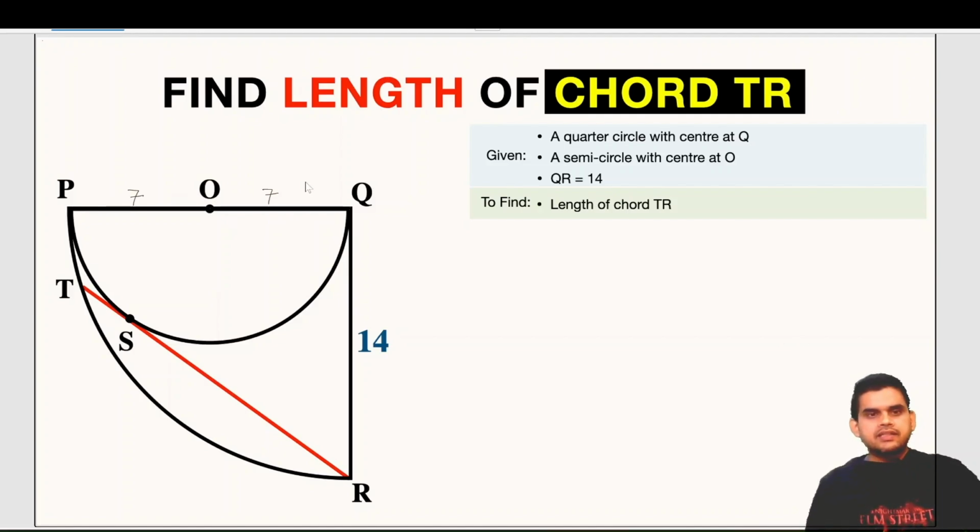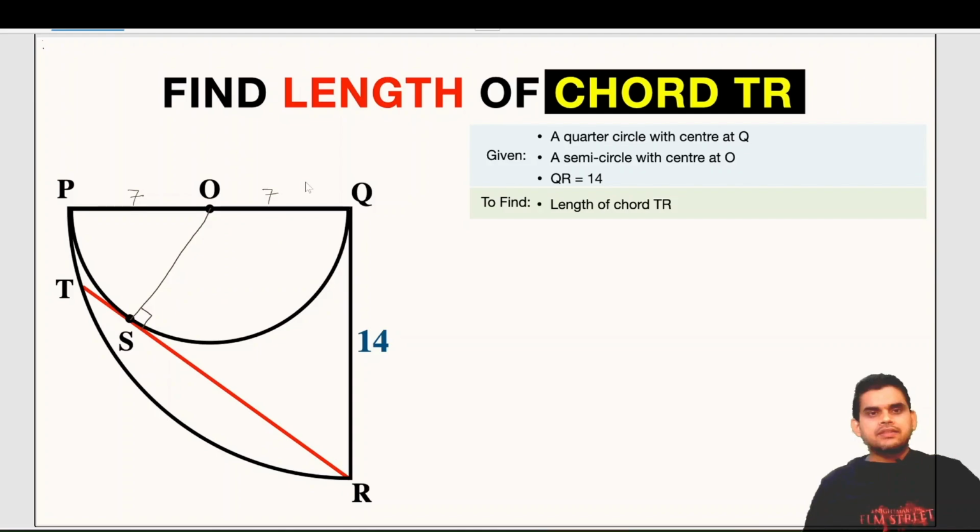Now we are asked to find the length of TR. TR is a tangent to this semicircle. So its length we have to calculate. So first of all, if we join O and S, this will be perpendicular.